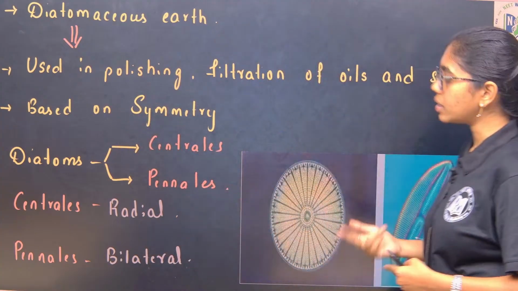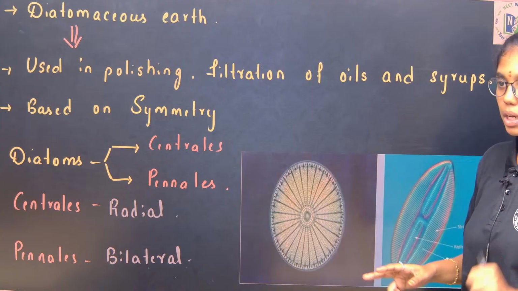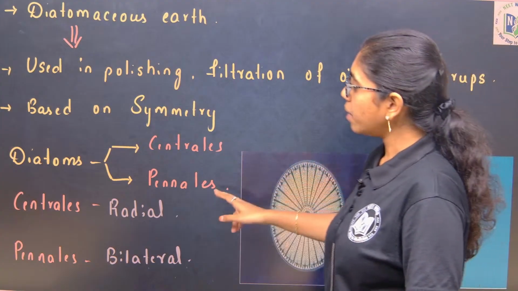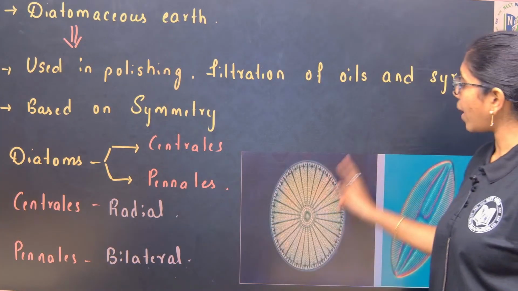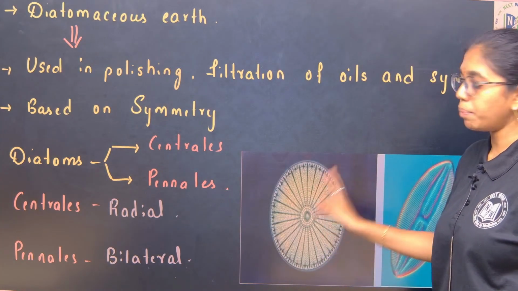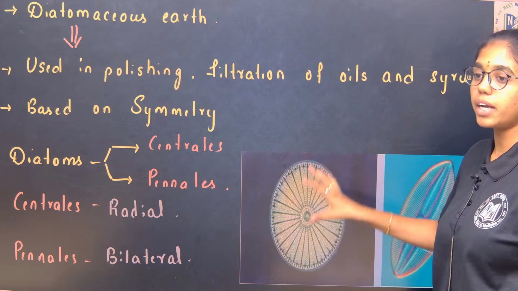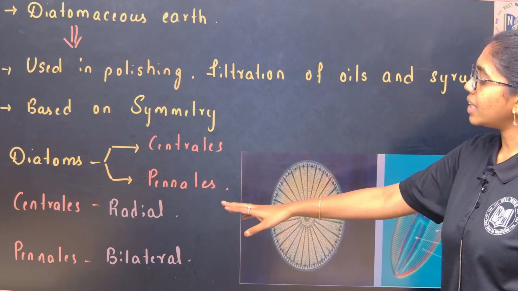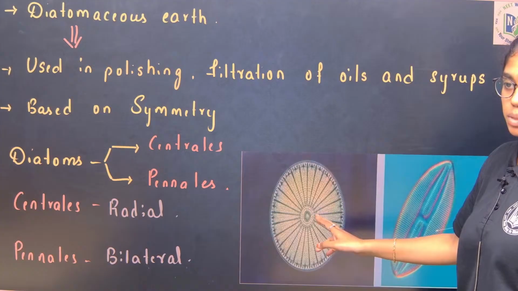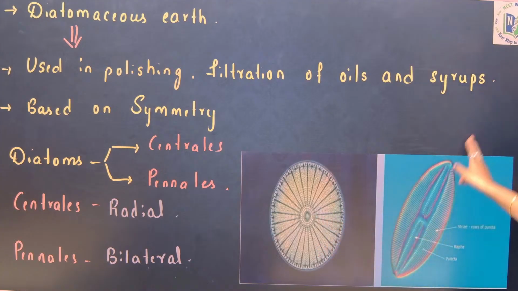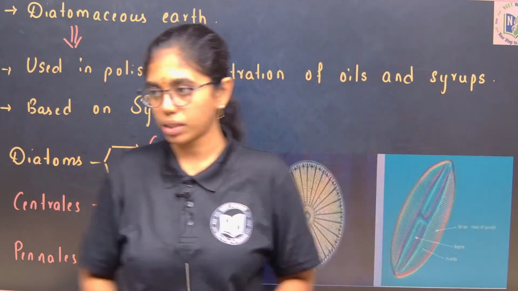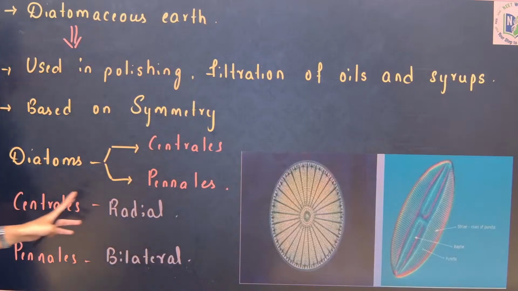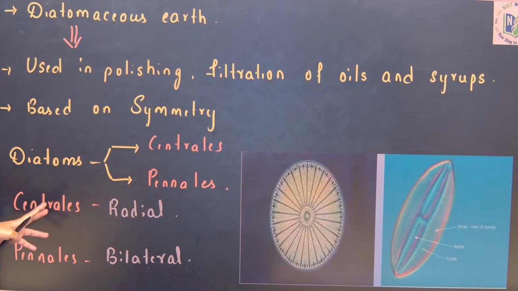Based on the symmetry, diatoms are of two types. They are centrales and pennales. Centrales show radial symmetry, that is, in any plane the body is divided into two equal halves. Pennales show bilateral symmetry, that means only by one plane you can divide the body into two equal parts. Clear with centrales and pennales? Any doubt anywhere?